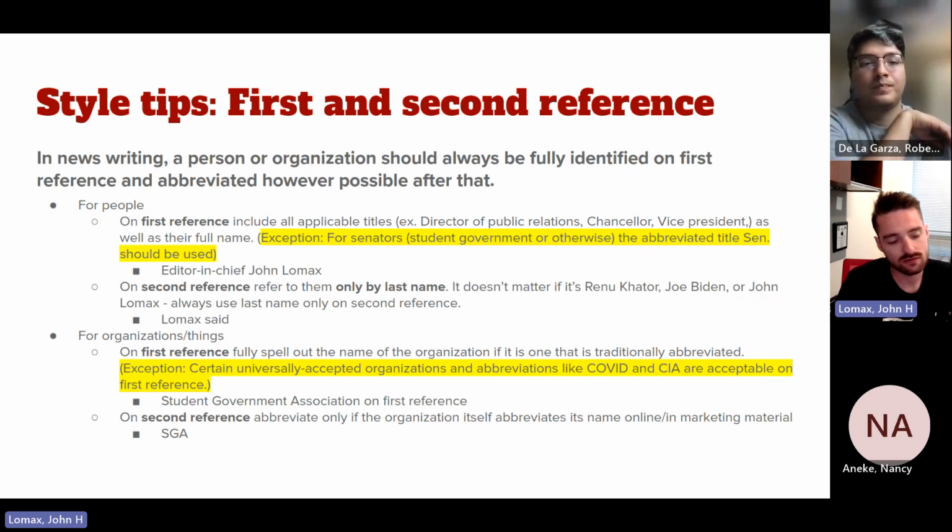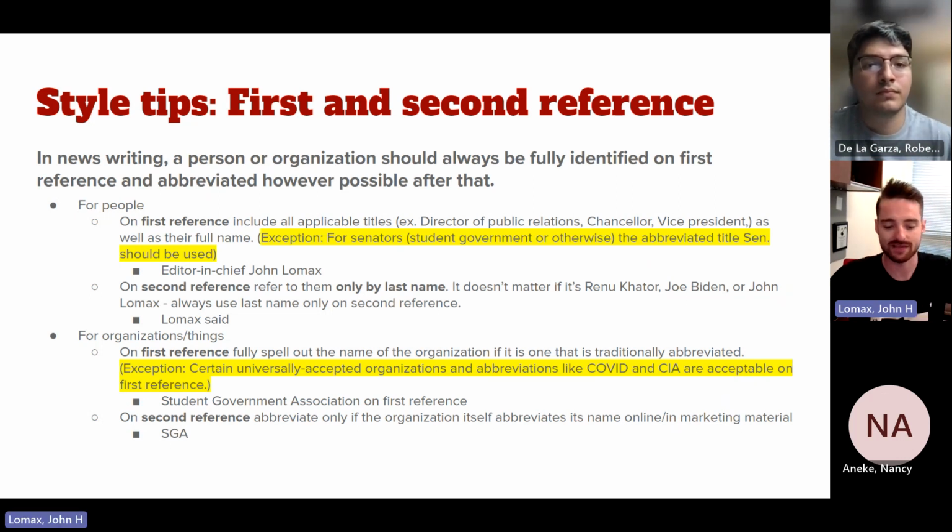This is kind of nitpicky and it gets a little complicated, but if she's acting in her capacity as president of UH, you would just say President Couture, right? But if she's acting in her capacity as chancellor of the University of Houston System, then you'd say Chancellor Couture. You don't need to include both every time, just what is relevant for the story.